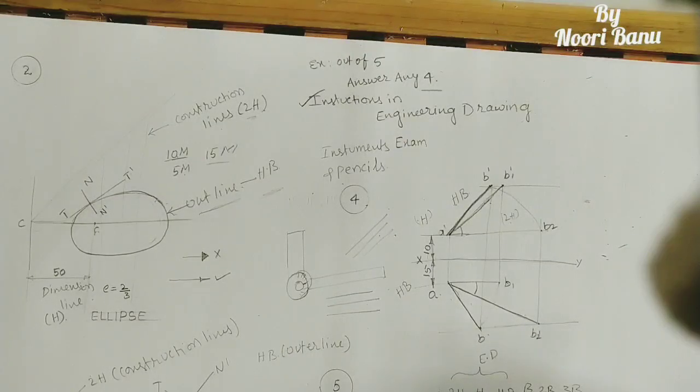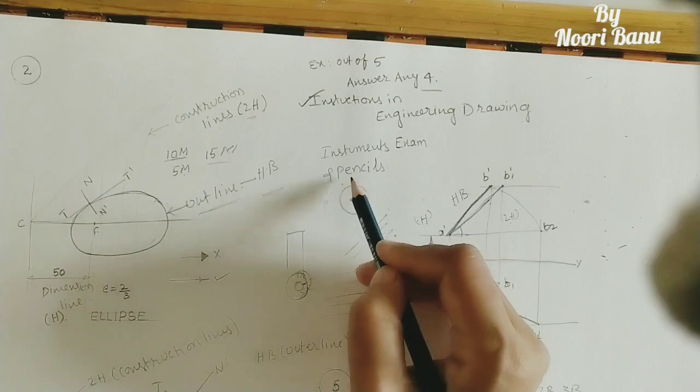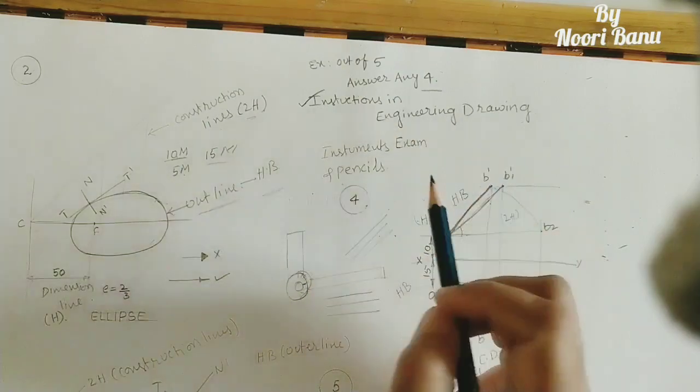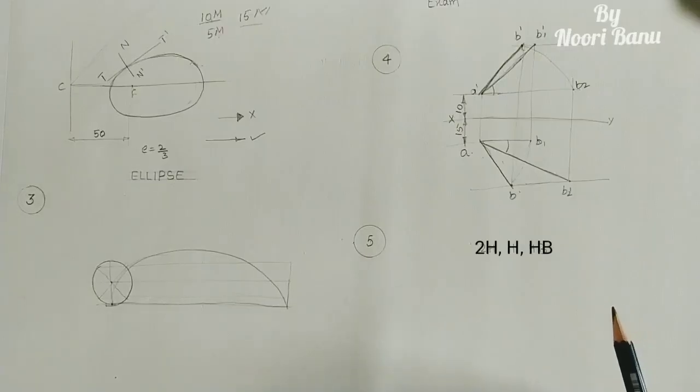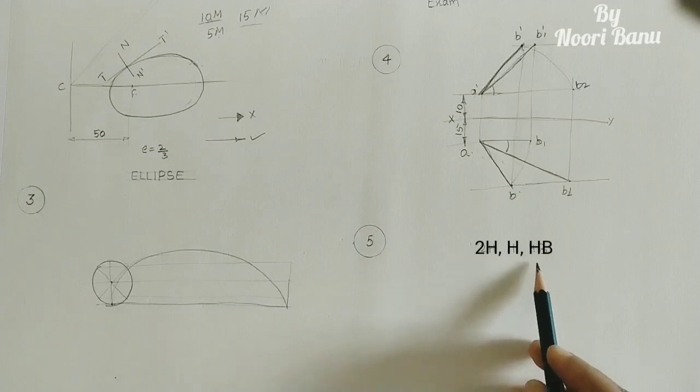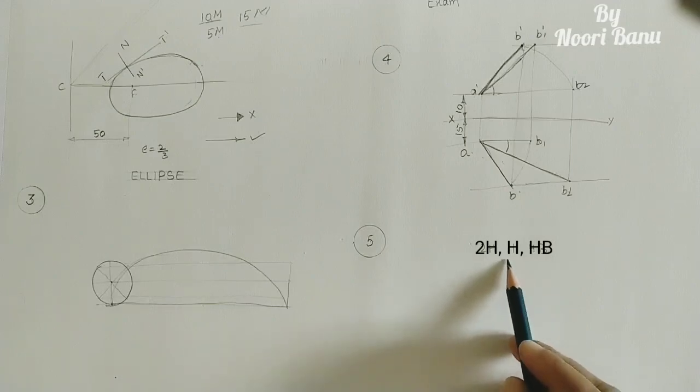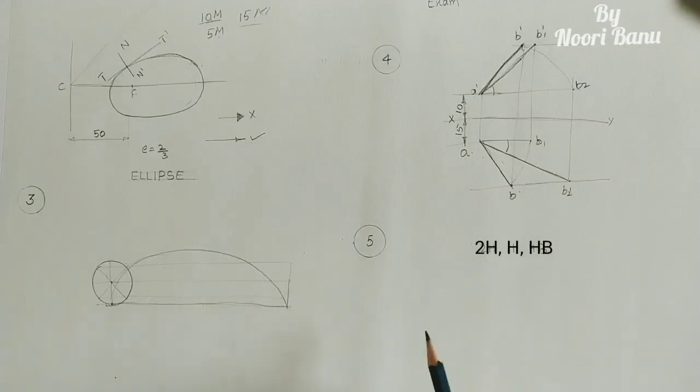In today's class we will discuss what type of pencils we are using during engineering drawing. Many students are asking what pencils we have to use in engineering drawing. We are using three types of pencils. One is the HB pencil, the next is the H pencil, and the other is the 2H pencil.